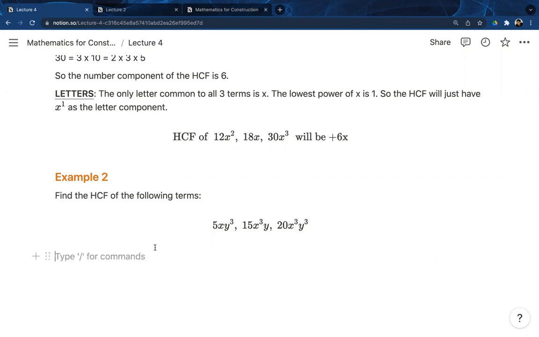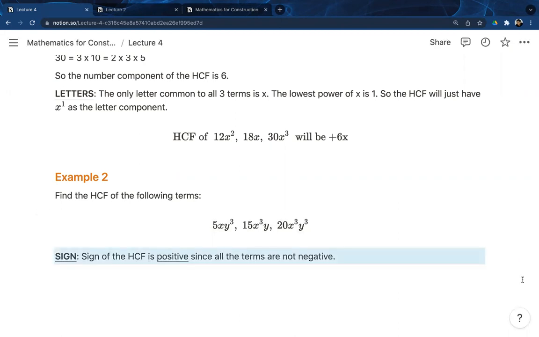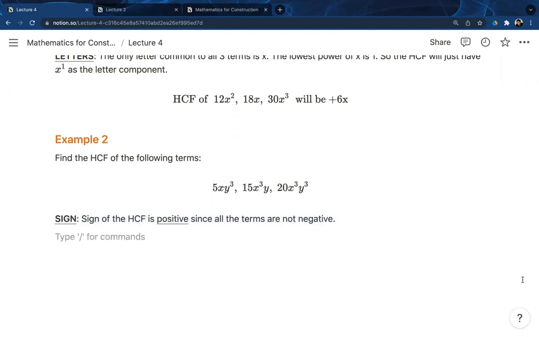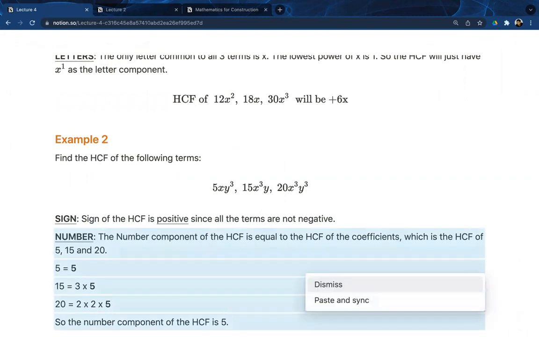First of all, let's work out the sign. The sign of the HCF is positive since all the terms are not negative, right? You could work out the HCF without the tabular method. This is an example here.